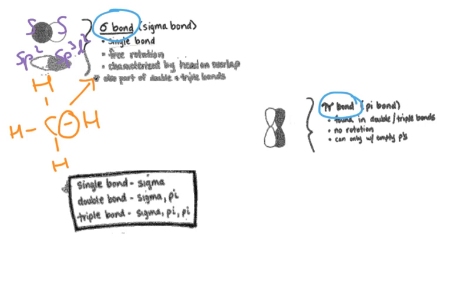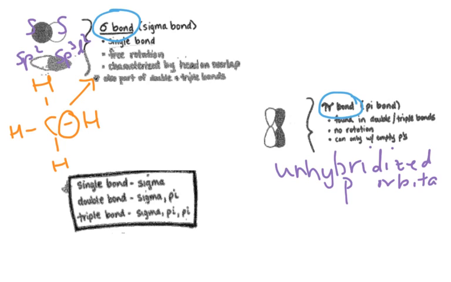All right, so now if we look at pi bonds, they are only made by unhybridized p's. These unhybridized p orbitals will sideways overlap and create what is called a pi bond. So pi bonds are found in double and triple bonds, and what's interesting about them is there is no rotation about those bonds. If you look at a model kit, and you have a double or triple bond, you cannot rotate those atoms around that bond. It'll break it.